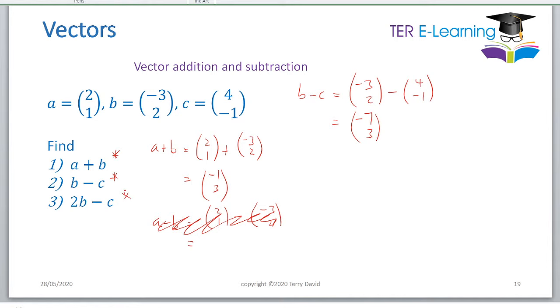What about the third one now, which is want to work out 2b minus c. So what's the answer for question 3?